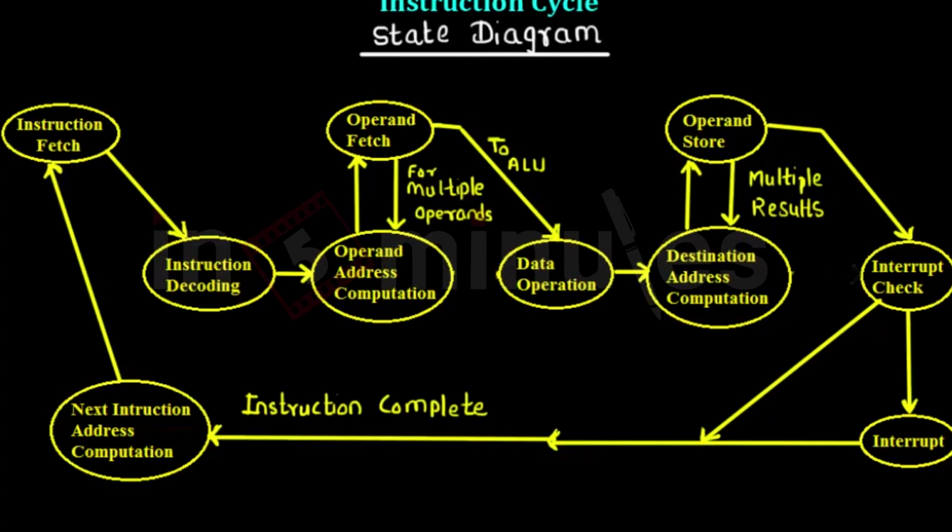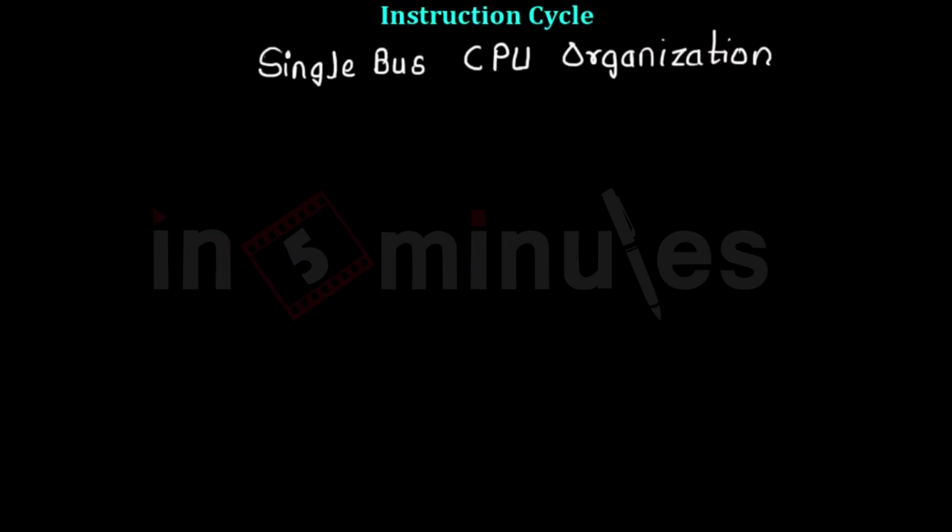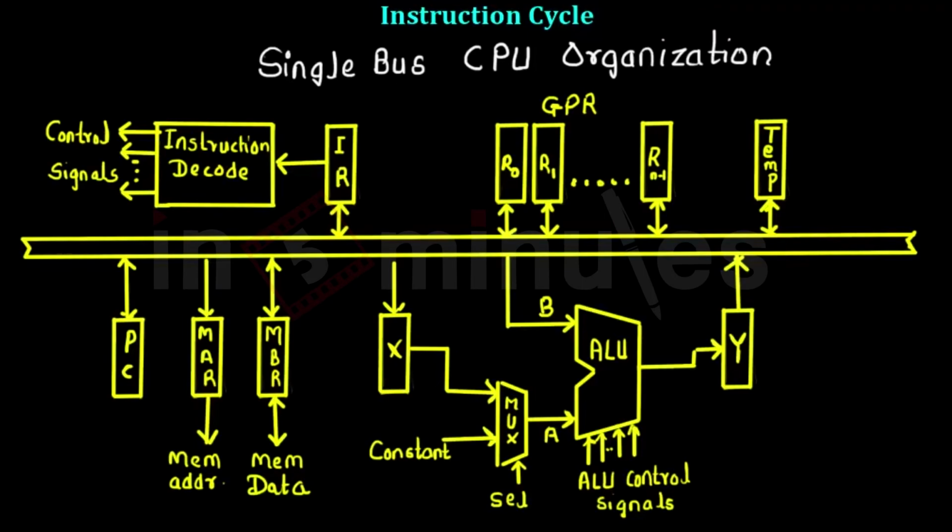I hope you have understood it, and the significance of each operation is very important. And we are going to see how these operations are actually performed in the CPU. For the organization perspective of this instruction cycle, we need to look at the internal CPU architecture or the organization. So let's look at the CPU architecture now. The single bus CPU organization is given as this. So here we have the single bus CPU organization.